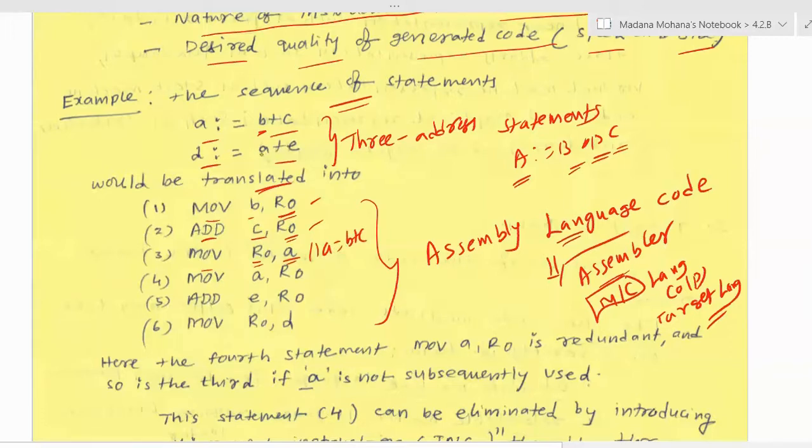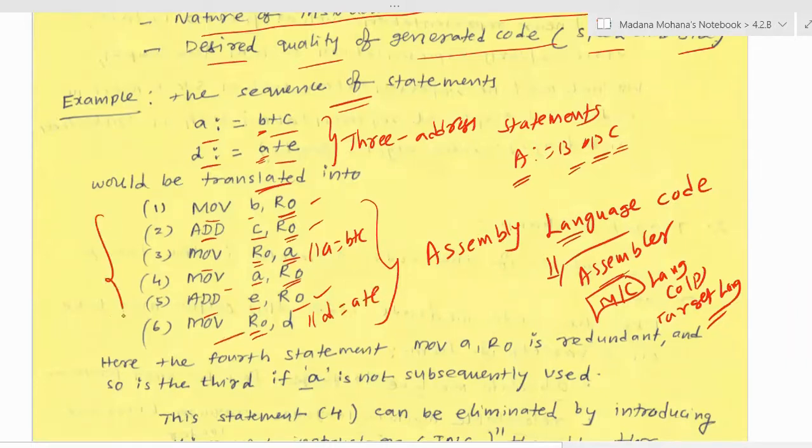Similarly, the second part, D equal to A plus E. Now again you have to move A to a register R0, so move A comma R0. Now R0 contains A. Then you have to add E to R0, so add E comma R0. Then move A plus E to D. Now what does R0 contain? A plus E. That can be moved to D. Now this is D equal to A plus E.